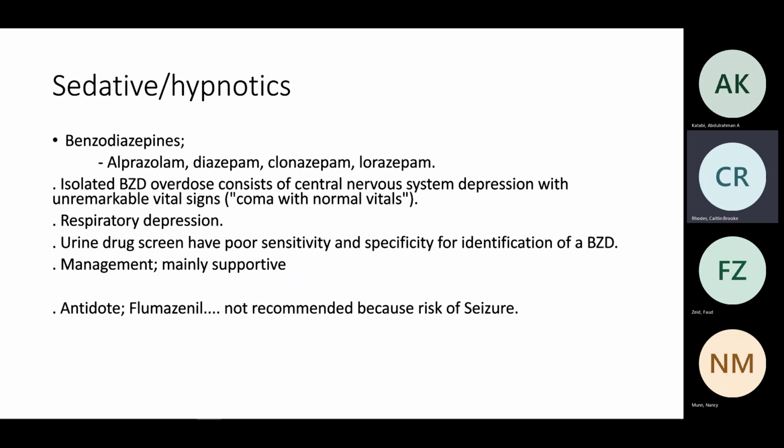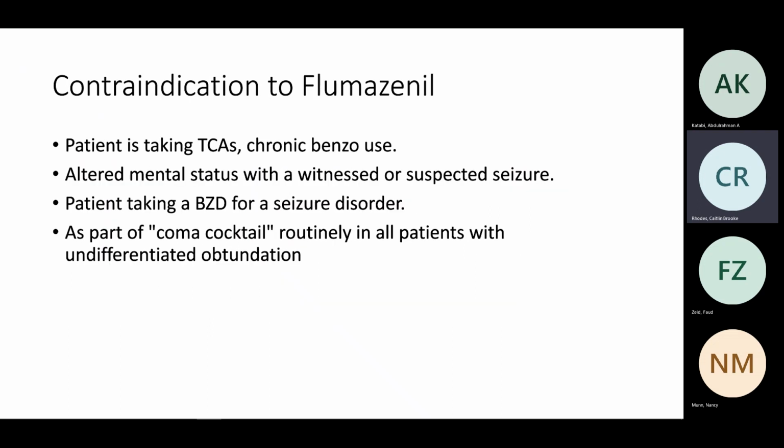Management is mainly supportive. There is an antidote, flumazenil, but it is really not recommended because of the high risk of seizure. So these are the contraindications, and mainly it's just because of the seizure. Patients taking TCA or with chronic benzo use, you cannot use it, because TCA can decrease the seizure threshold. So that's why it's contraindicated.